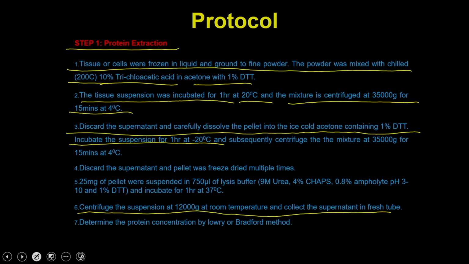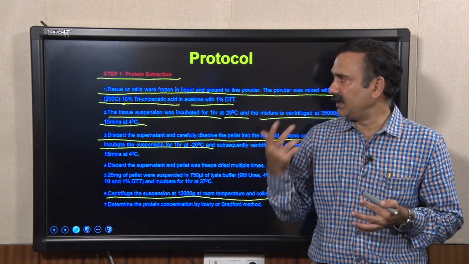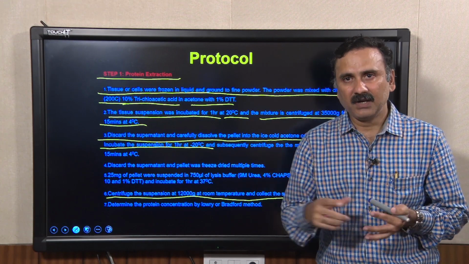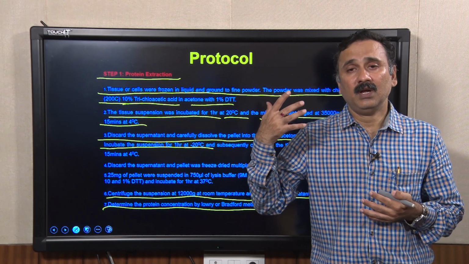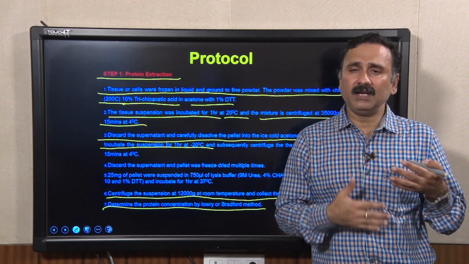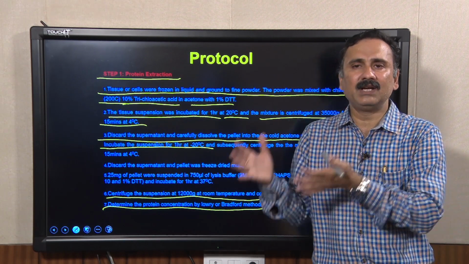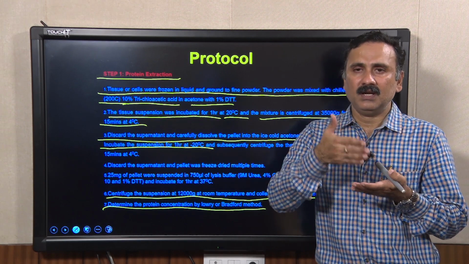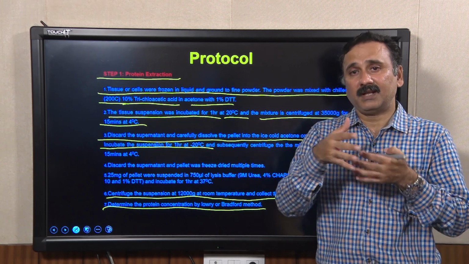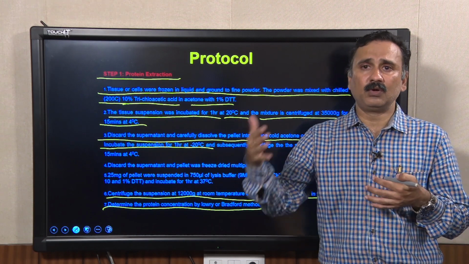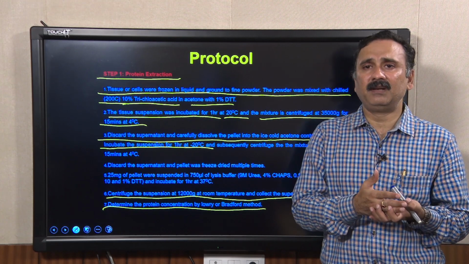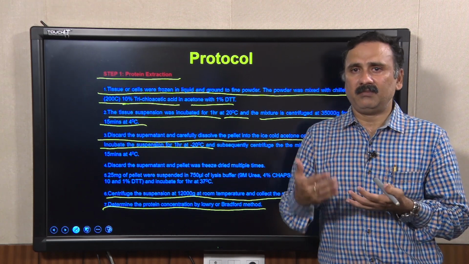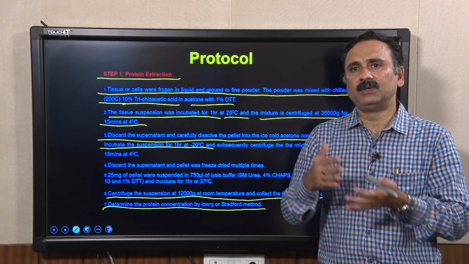Before you load this material onto the isoelectric focusing strip, you have to estimate the protein with either the Lowry or the Bradford method, so that you do not load a very high or very low quantity of protein. If you load too much protein, the proteins overlap with each other and the separation is compromised. If you load very little, you may miss some proteins present in the sample, since their level may be below the level of detection.